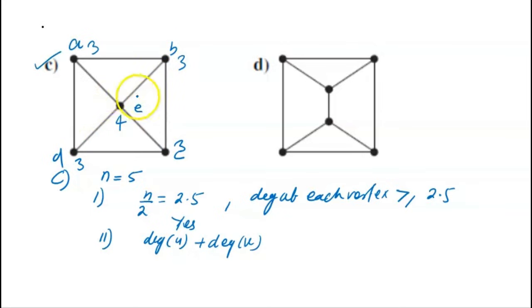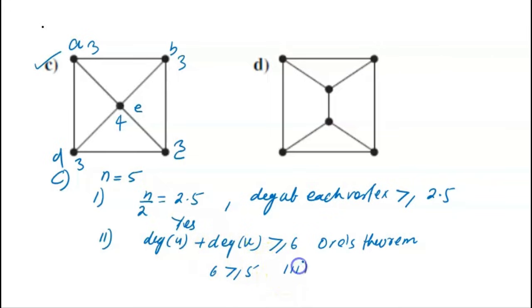So if you select any two non-adjacent vertices, since the minimum degree is 3, this sum must be greater than or equal to 6, and 6 is certainly greater than or equal to 5, because the number of vertices in this graph is 5. So 6 is greater than or equal to 5, so we can apply Euler's theorem as well. So Euler's theorem also guarantees the existence of a Hamilton circuit.